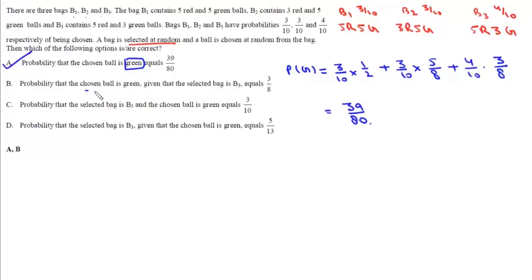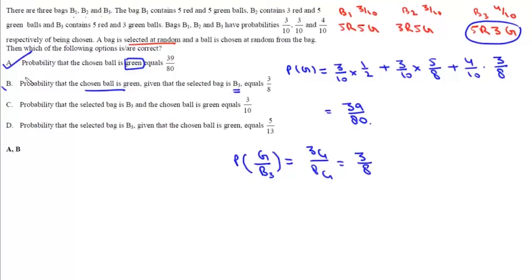Now B is the probability that the chosen ball is green given that the selected bag is B3. Now if we choose this bag number 3, then the probability of choosing a green ball will be simply a green ball from these 8 balls. So it will be 3C1 upon 8C1, which is 3 by 8, and that's your option B. Now the probability that the selected bag is B3 and the chosen ball is green will be given by the probability of choosing the third bag, which is 4 by 10, and then the probability of choosing a green ball, which is 3 by 8. So it will be nothing but 3 by 20. That means this option C is incorrect.